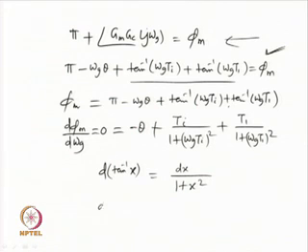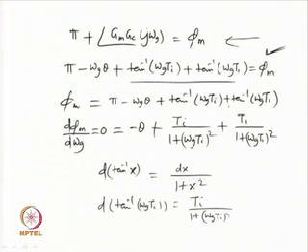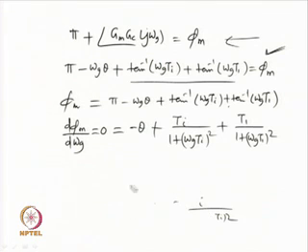Therefore, differentiation of tan inverse omega g Ti will be how much? Differentiation of omega g Ti with respect to omega g will give you Ti in the numerator, and in the denominator 1 plus omega g Ti square. So, when you differentiate with respect to omega g, you are getting it like this. Using that differentiation, we get this term.